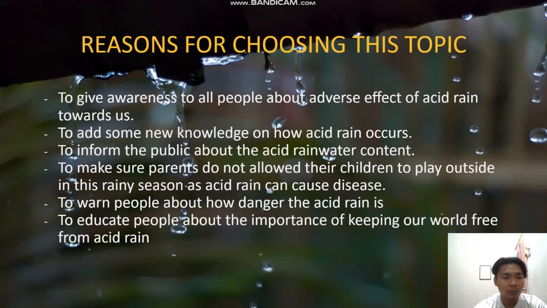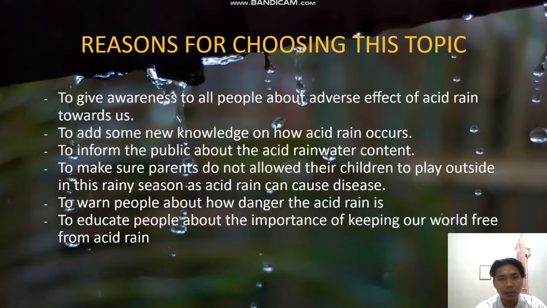So we as a group want to give awareness to all people about the adverse effects of acid rain toward us. This will make people more alert about the bad effects that acid rain can cause to us. Secondly, we also want to add some new knowledge on how acid rain occurs. People will know where the chemical substances in the rainwater came from. The third one, we also want to inform the public about the acid rainwater content.